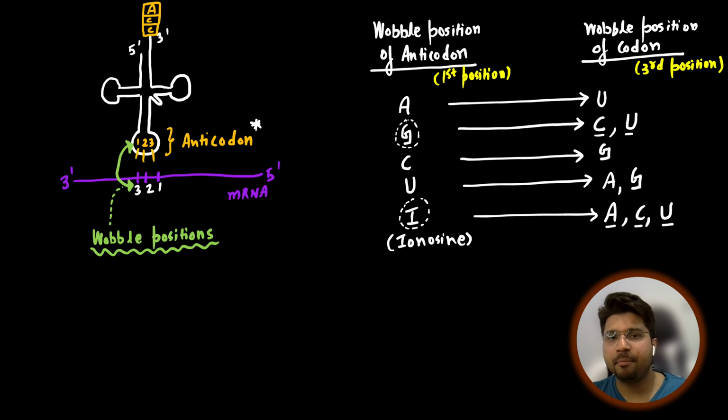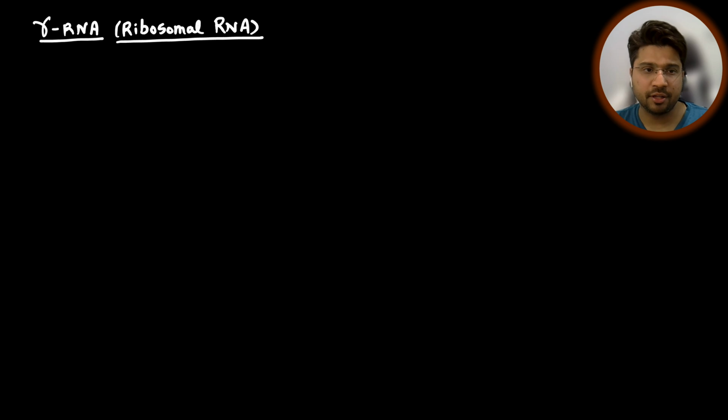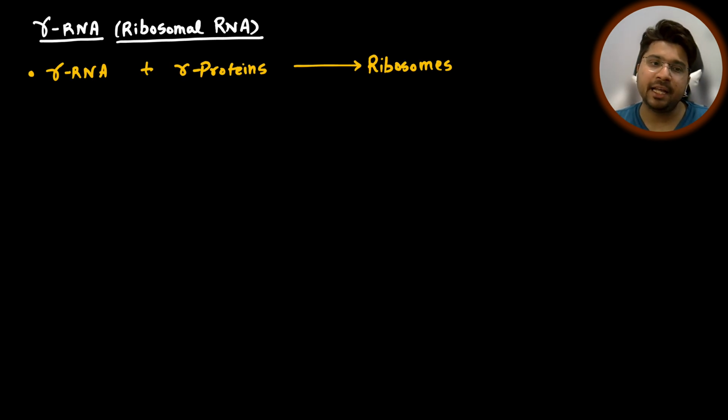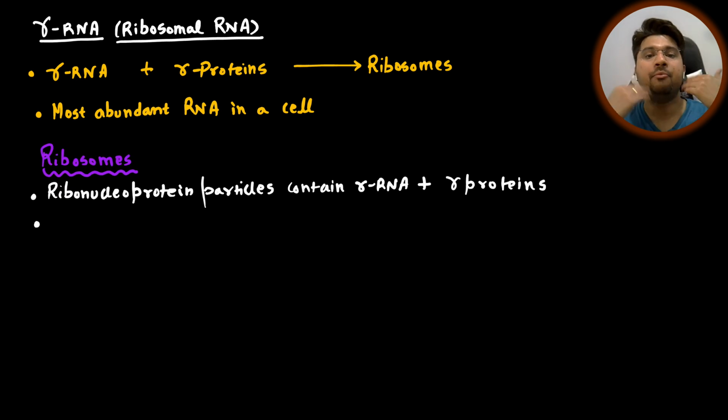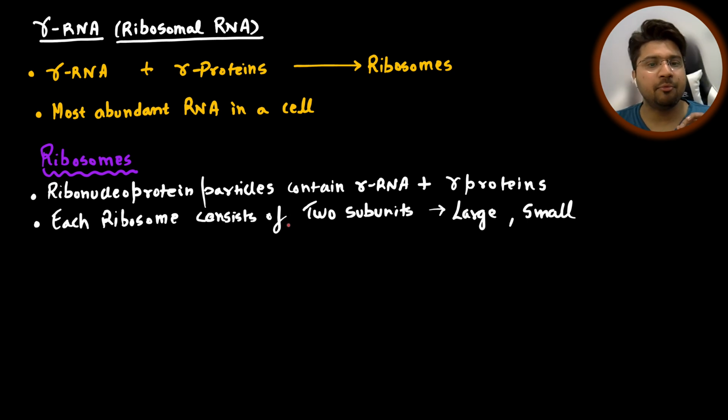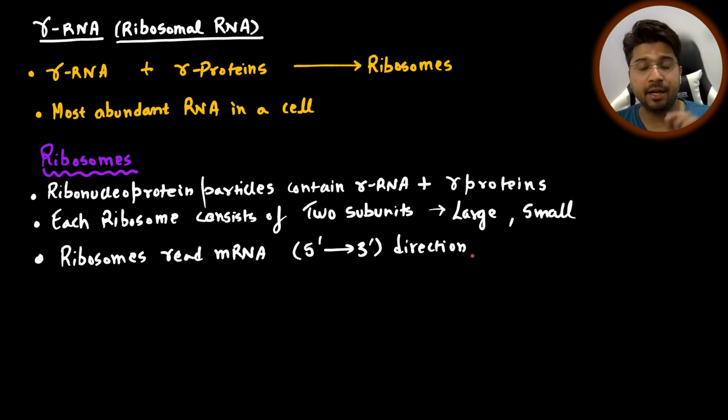So moving ahead, the final component that is required is the rRNA, or the ribosomal RNA. Please remember, ribosomal RNA forms ribosomal protein, and rRNA plus R protein result in ribosomes. They are the most abundant RNA in the cell, please remember. Ribosomes are ribonucleoprotein particles made up of rRNA plus R protein, and R proteins are derived from translation of mRNA. Each ribosome contains two subunits, large and small. Ribosomes always read the mRNA in the 5' to 3' direction.